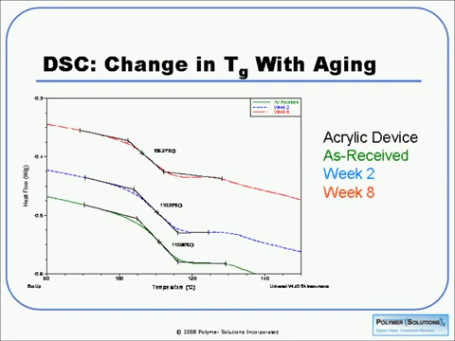In one study that we did at Polymer Solutions, we had an acrylic device that we were taking through an accelerated aging protocol to see how it might react to certain conditions. And one of the ways that we tested it was with DSC. The green curve at the bottom is the sample as received. The blue curve is 2 weeks, and the red curve is 8 weeks.